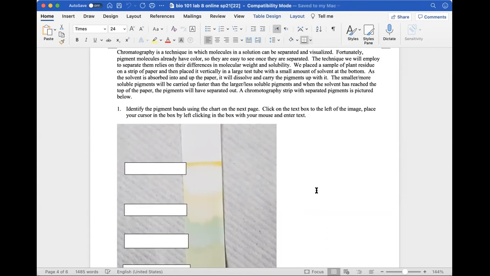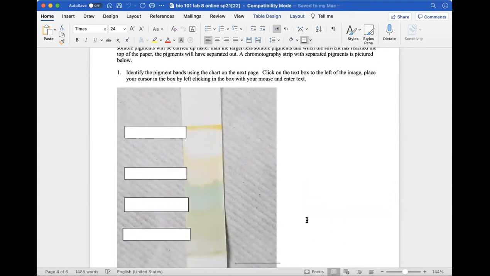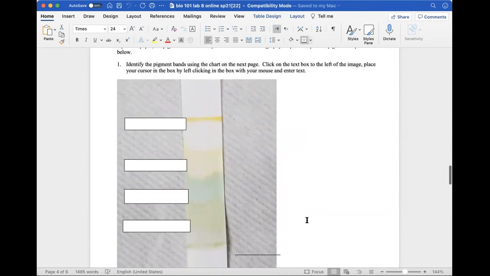As the solvent is absorbed into and up the paper, it will dissolve and carry the pigments with it. So the smaller and more soluble pigments will be carried up faster and further up the paper than the larger, less soluble pigments. When the solvent has reached the top of the paper, the pigments will have separated out. So you need to identify the different pigment bands using the chart on the next page.